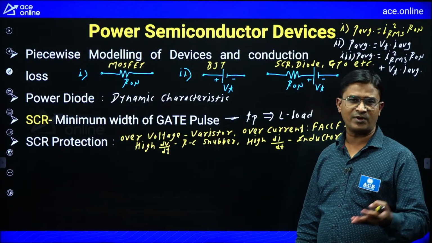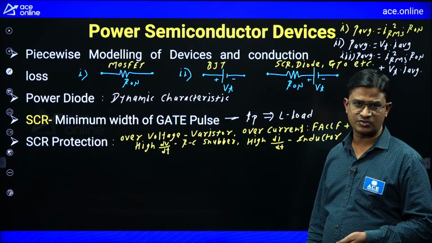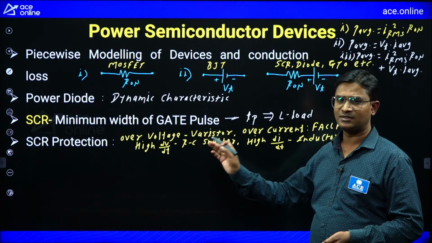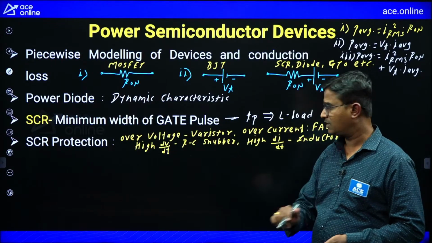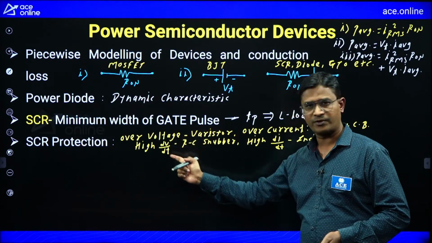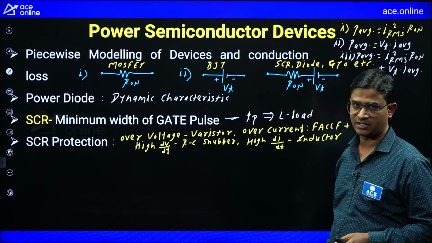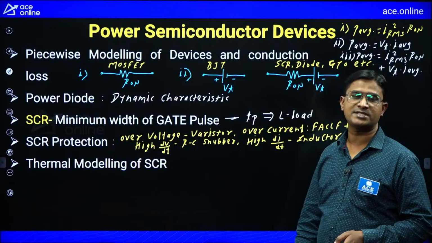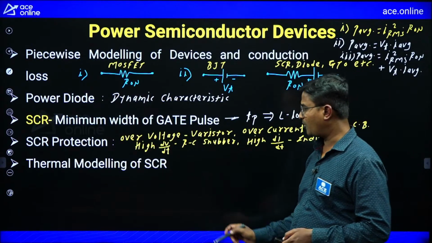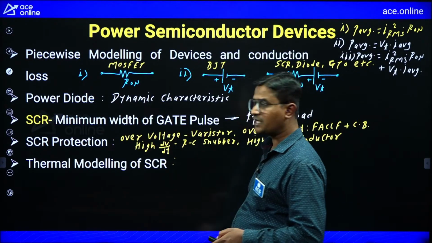Apart from that, we also have gate cathode circuit protection. Generally, they have not asked questions on gate cathode protection, but maximum questions only on these four you can expect. Some theory questions you can expect. Next, thermal modeling of SCR. Thermal modeling is used in order to design the heat sink.